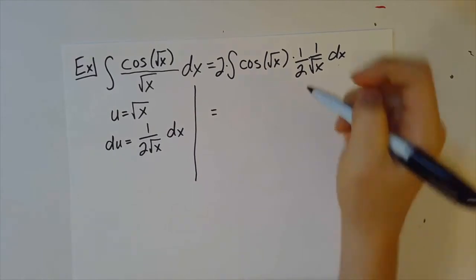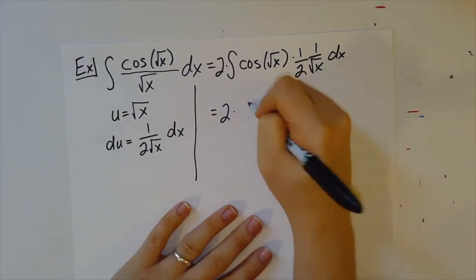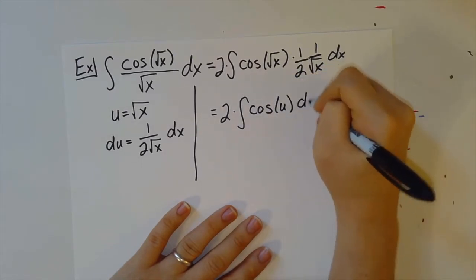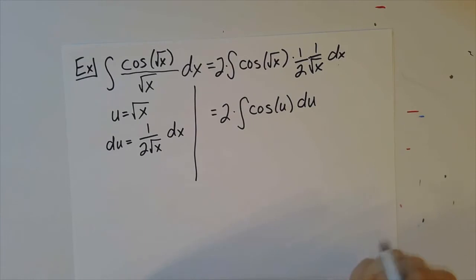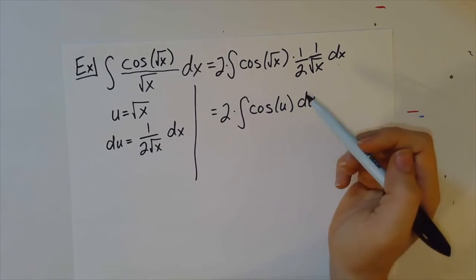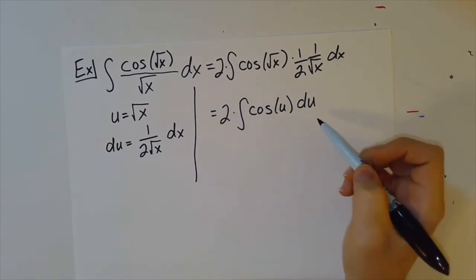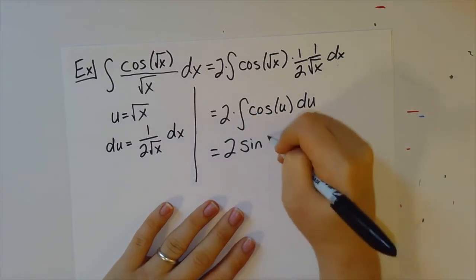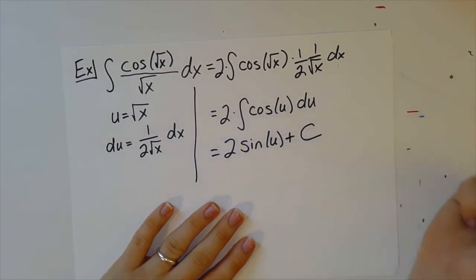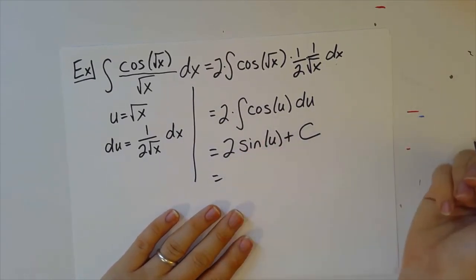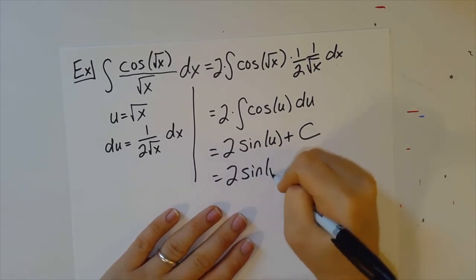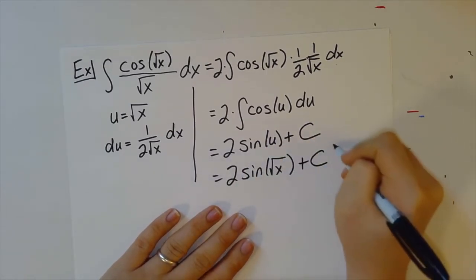Okay, and now this is all cleanly going to turn into 2 times the integral of the cosine of u du. Okay, so beautiful. We've gotten rid of all of our x's. They are all now gone. So we can now just integrate the cosine of u du. And so that will give me twice the sine of u plus c. And so my answer to the question, once I translate back, will be twice the sine of the square root of x plus c.